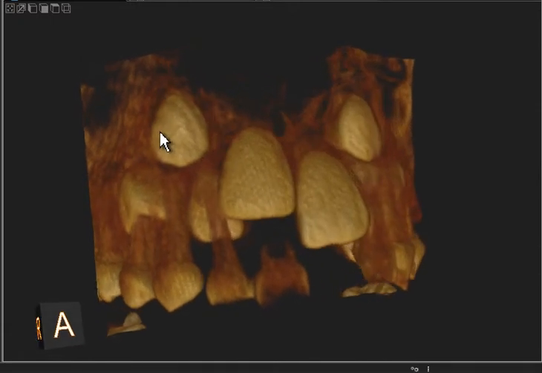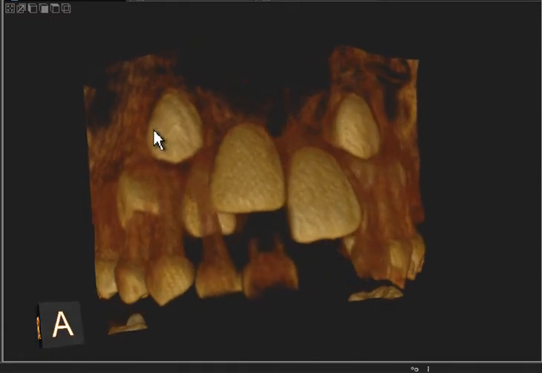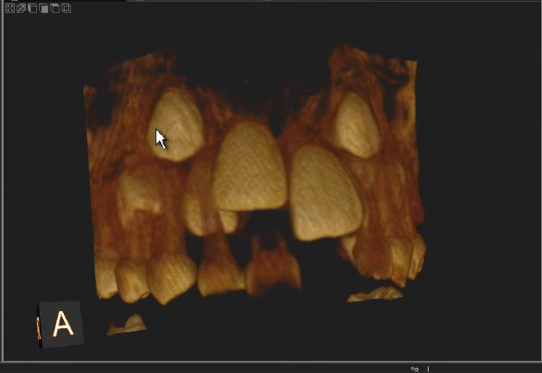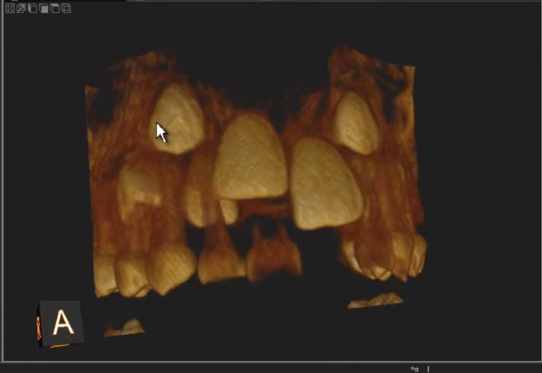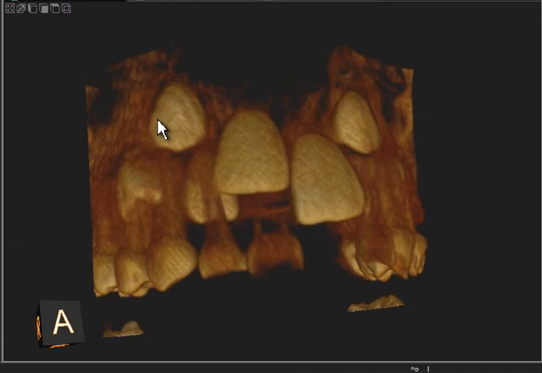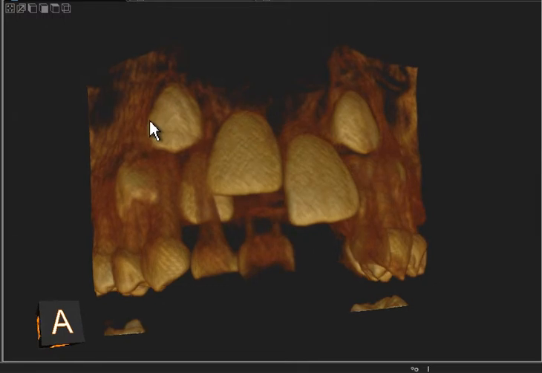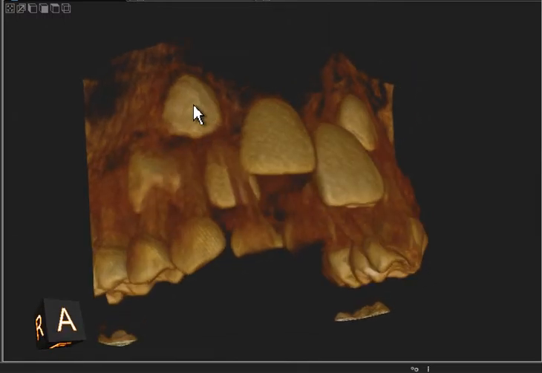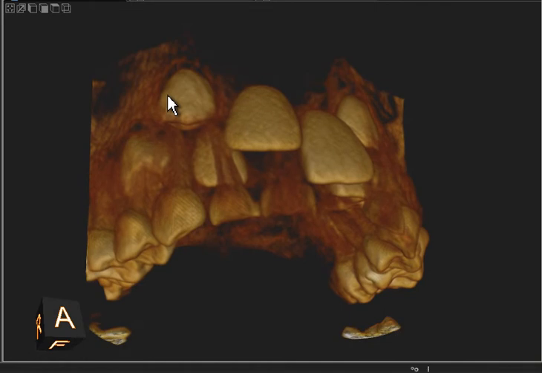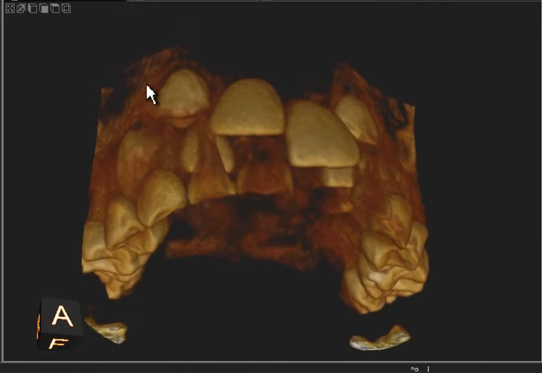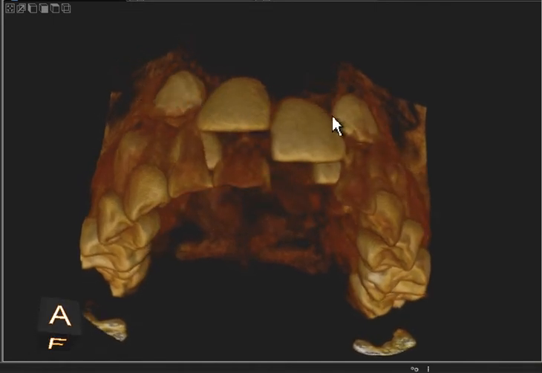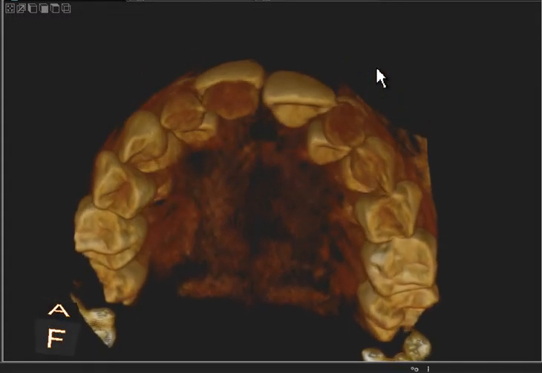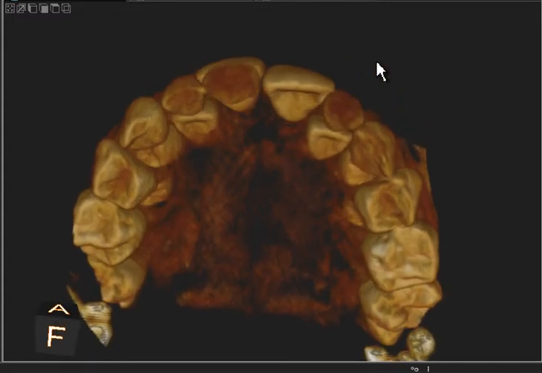These cuspids could very well cause some root damage to the teeth around them as they're erupting, or at the very least they are going to erupt high and labial into the tissues of unattached gingiva. So it's easier to discuss this with parents, the impending problems, and offer solutions by seeing the views that we have here on the CBCT scan.